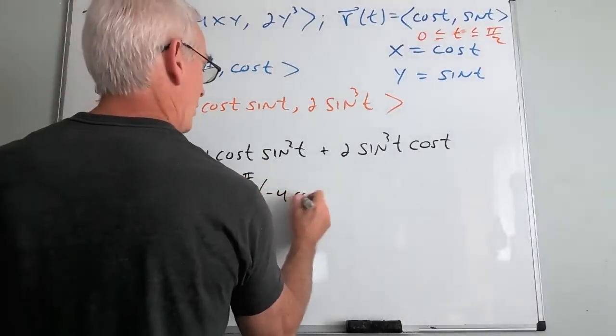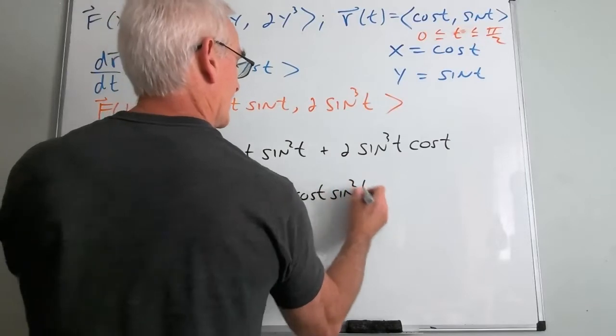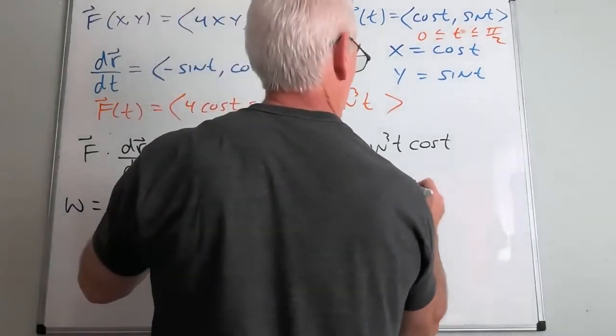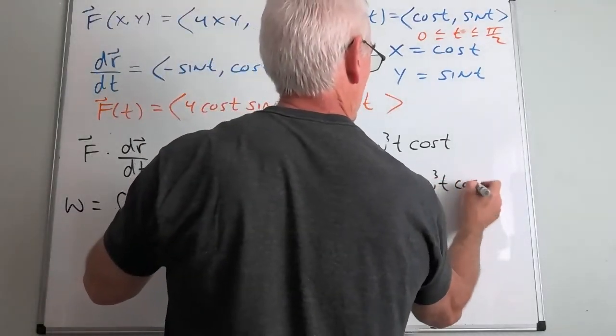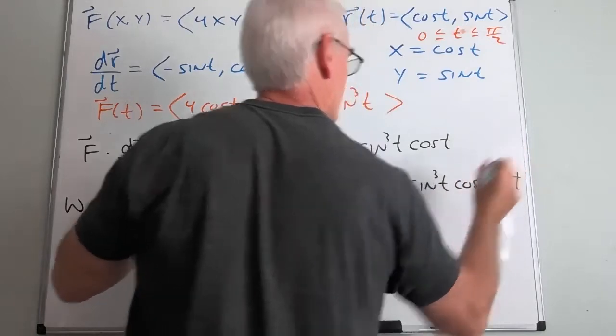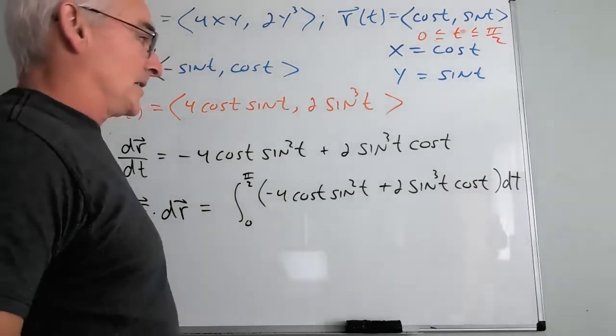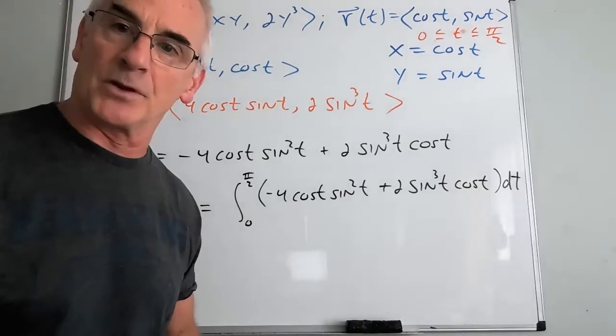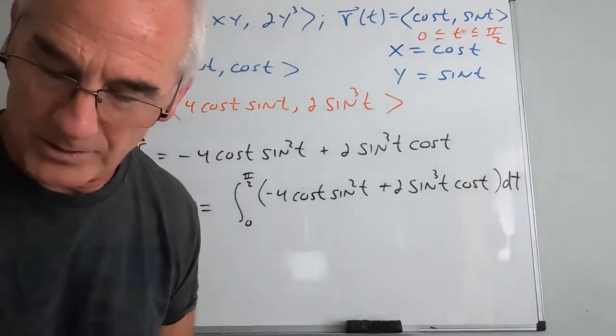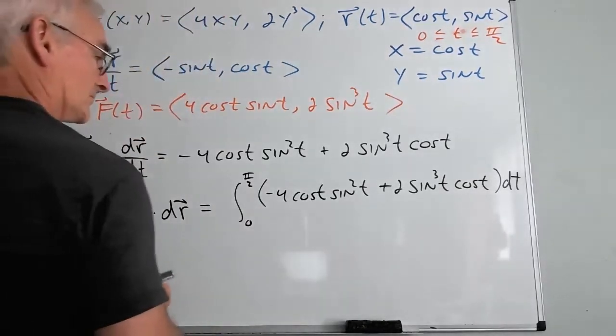So negative 4 cos t sine squared t plus 2 sine cubed t cos t, all integrated with respect to t. Well, this makes it really simple, because if my u is sine t, then my du is cos t, and each one of these is going to be of the form u to a power du. So that's kind of nice.